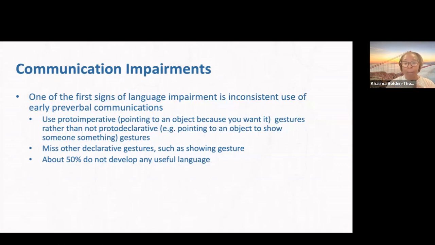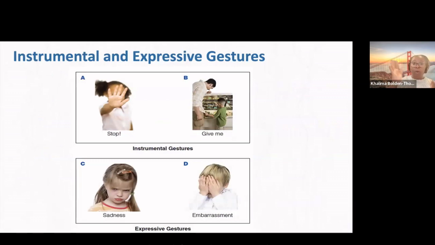About 50% of individuals don't develop meaningful or useful communication at all, and that's how severe those deficits in language can be. Instrumental and expressive gestures, like, hey, stop, or give it to me, are expressive gestures. Instrumental gestures are sadness and embarrassment, and even those are diminished in autism spectrum disorders. It's not that they won't necessarily do them, but they may not do them consistently. When a baby wants to take something, they pick it up and take it, right? It's kind of clear that they want that thing that you have. But even that, they may not take it. They may snatch it and throw it, and now nobody has it. So even those declarative, expressive gestures are diminished in individuals with autism.